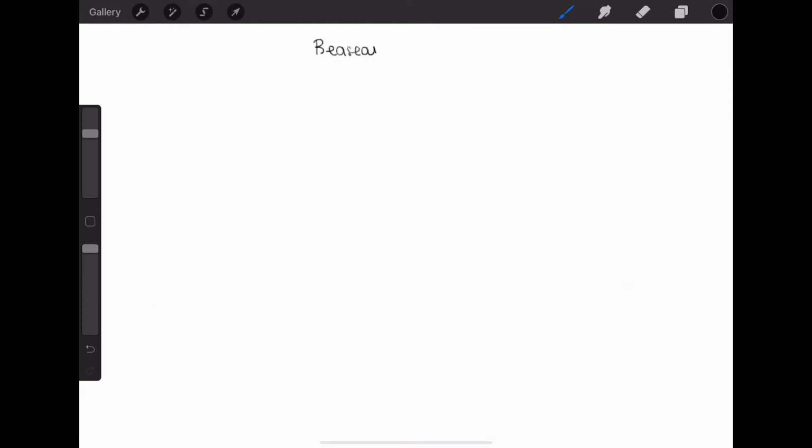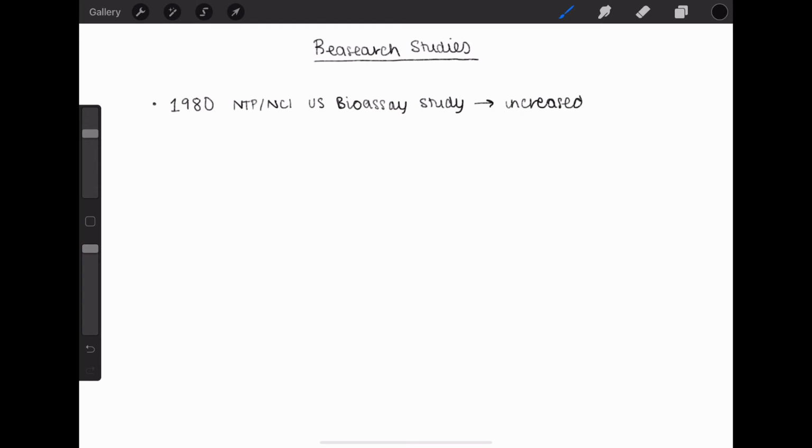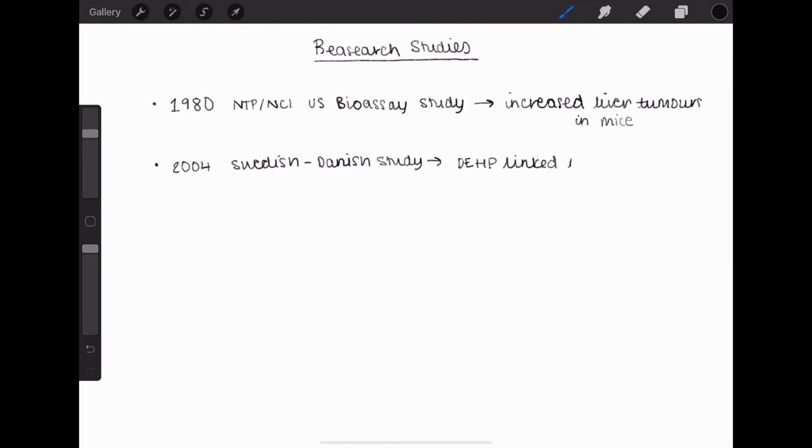Now let's talk about some research studies. During the years of heavy reliance on the orthophthalate plasticizers, many studies were carried out into the potential risks associated with their use, and many seemed to find evidence that these plasticizers were dangerous. An NTP-NCI US bioassay program ran tests on mice who had high levels of phthalates in their bodies and found that the number of liver tumours occurring greatly increased.